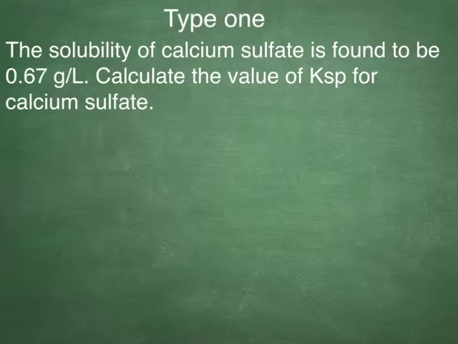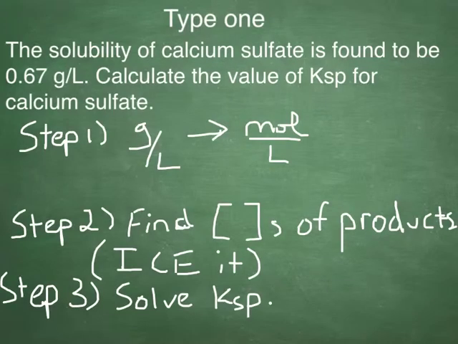So question 1, type 1: the solubility of calcium sulfate is found to be 0.67 grams per liter. Calculate the value of KSP for calcium sulfate. Here are the steps that you'll have to do. Step 1, you'll have to convert grams per liter to moles per liter. As you know, no ice table can accept anything other than moles or molarity, and therefore we have to convert that. Step 2, we're going to find the concentrations of the products for our ice table, and then finally we'll solve for the KSP.